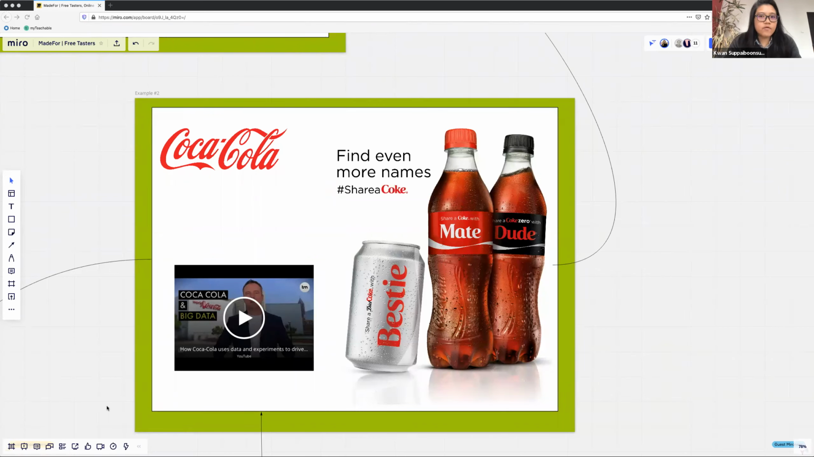Another way that Starbucks uses data is through their rewards program. They collect data on what people have ordered throughout time, what their order frequency is, and when they order it. With this information, they're able to send more personalized offers and marketing materials.